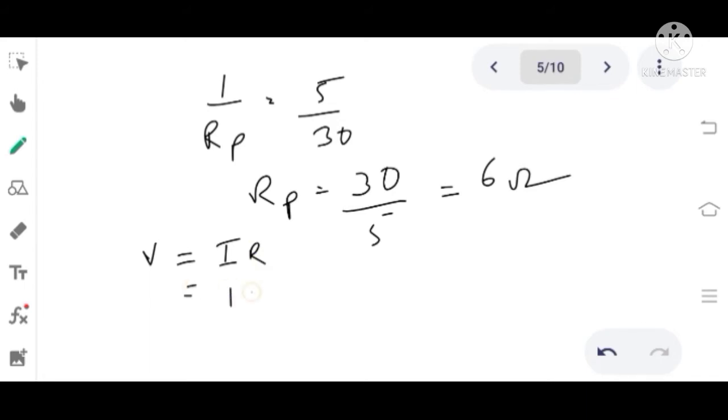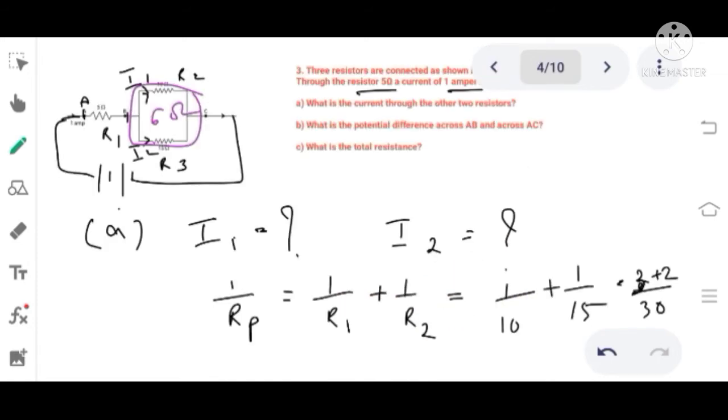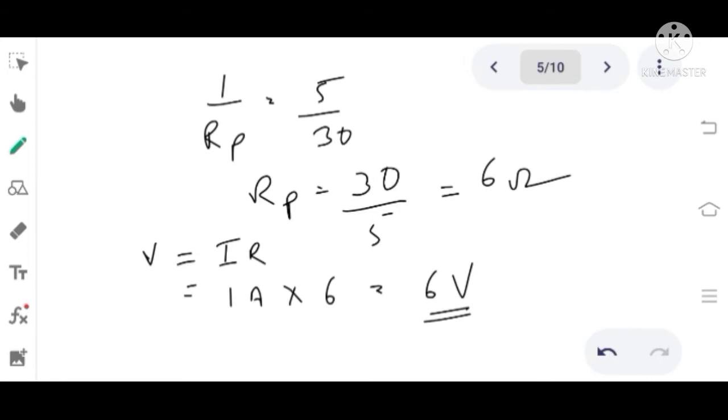So what is the potential difference across B and C? V equal to IR, Ohm's law. Current is 1 given, and R we just found out to be 6. So the potential difference from B to C is 6 volts. So if V is 6 volts from B to C, that is across the parallel connection, then what will be the current through the second resistor R2?